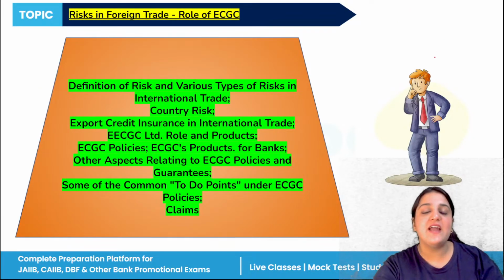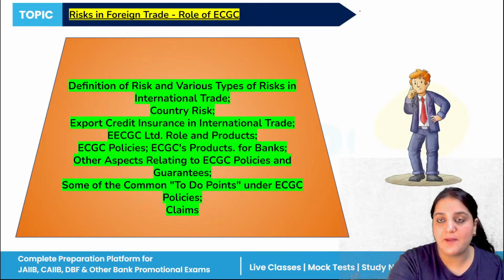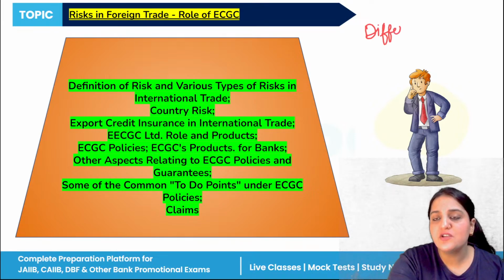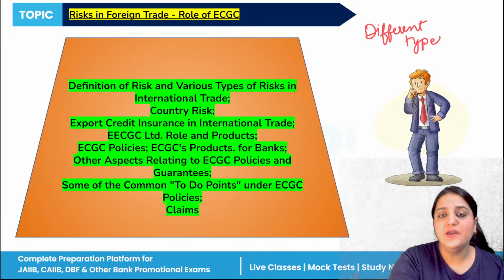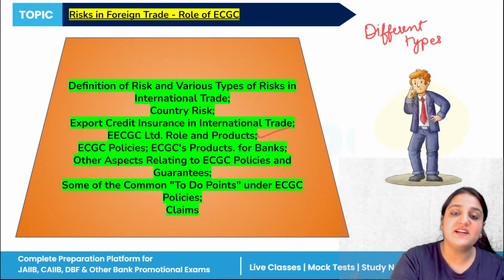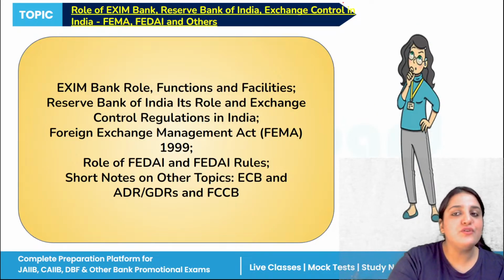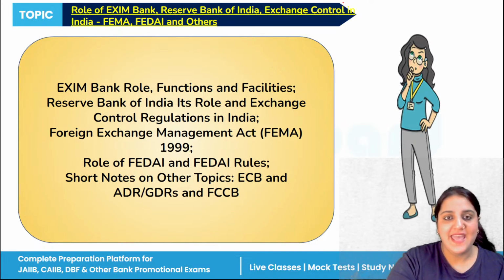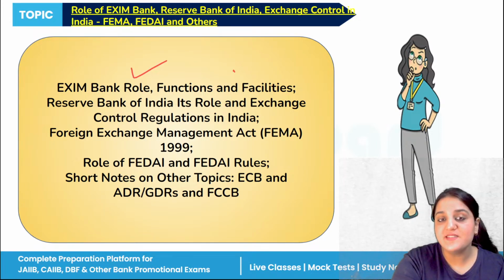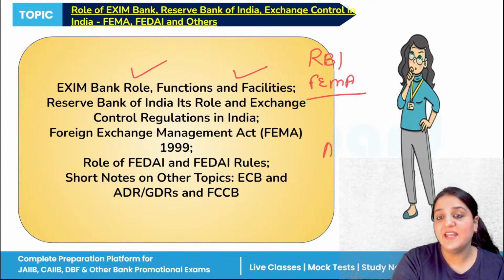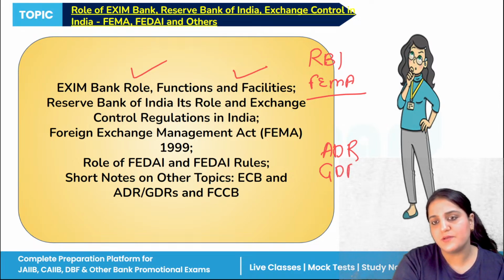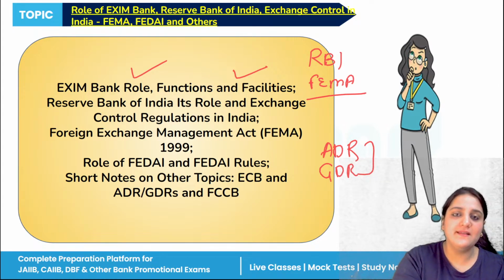Risk in foreign trade and role of ECGC. In this chapter, you are going to learn different types of risk. You are going to learn about the ECGC role, the policies of ECGC, some common to-do points under ECGC policies, what are claims, guarantees. Then you are going to learn about the role of Exim Bank: what is the Exim Bank role, functions and facilities, RBI, FEMA, FEDAI, GDR and ADR, American Depository Receipt, Global Depository Receipt. These are both like siblings.